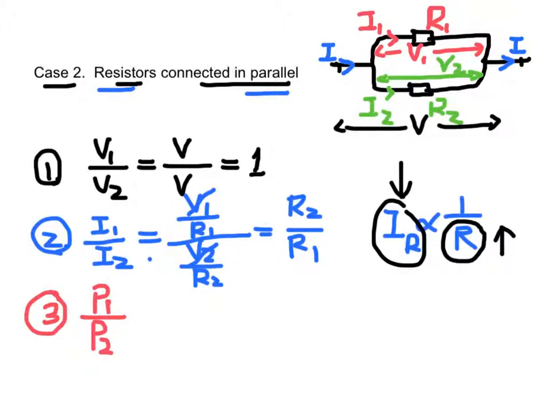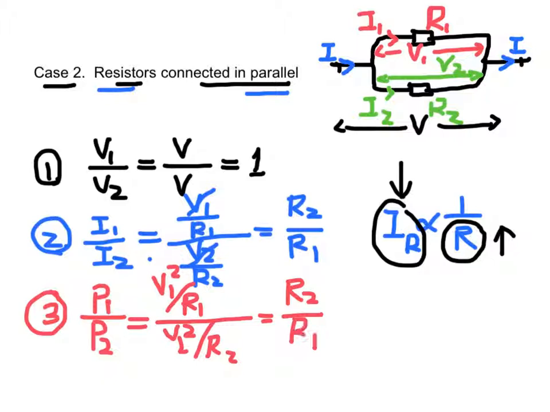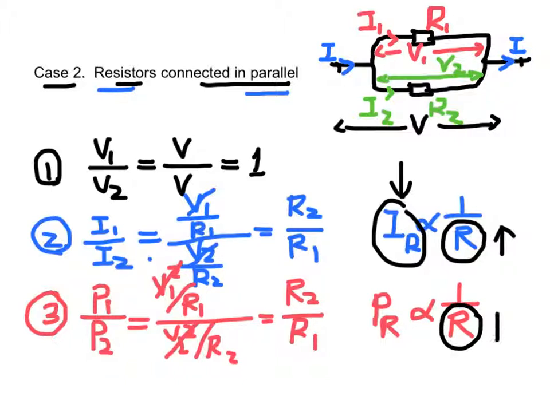Number 3, the ratio of their power P1 over P2 is equal to V1 squared over R1 over V2 squared over R2, which is equal to R2 over R1, because V1, V2 are the same. Hence, the power dissipated by a resistor is inversely proportional to its resistance, which means that a resistor of greater resistance will have less power dissipation.